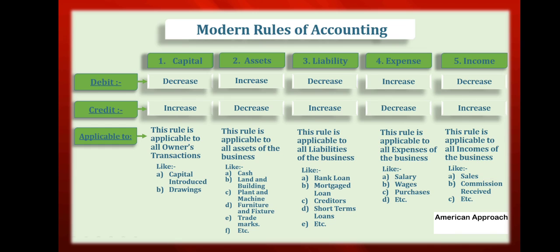Coming to your modern approach, also known as American approach, you have to focus on 5 aspects. You have the assets, liabilities, capitals, expenses and incomes. The rules for capital, liability and income are same, where debit decreases, credit increases. Assets and expenses will have the same set of rules of debit and credit, where debit increases, credit decreases. Very, very important for you all to know the meaning of these 5 terms in order to understand the rules of debit and credit.